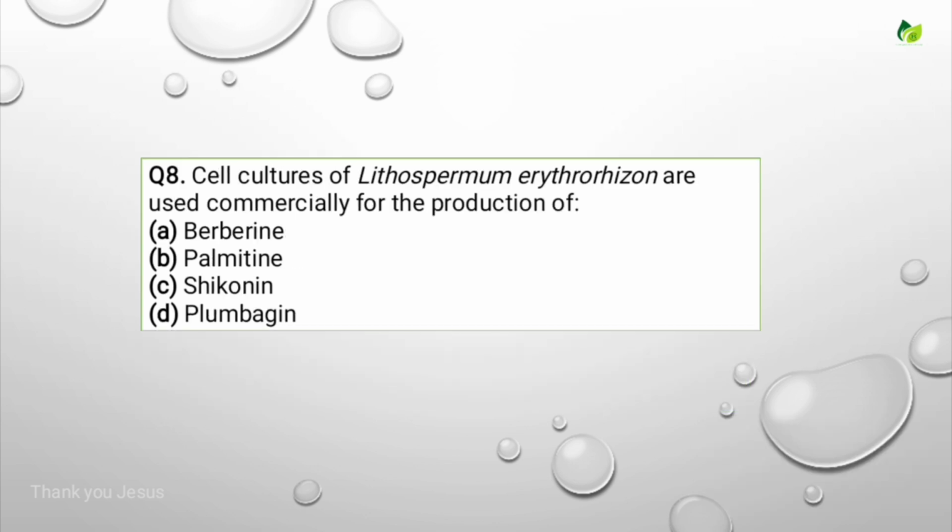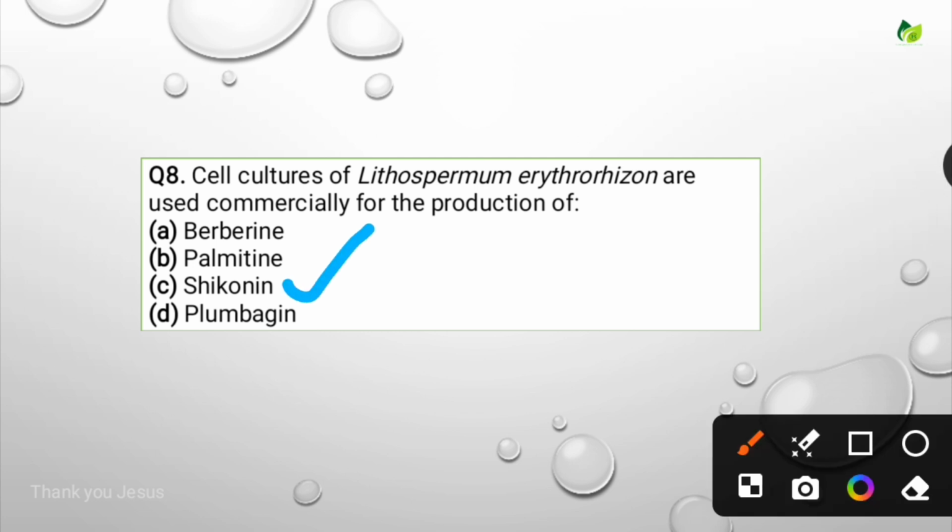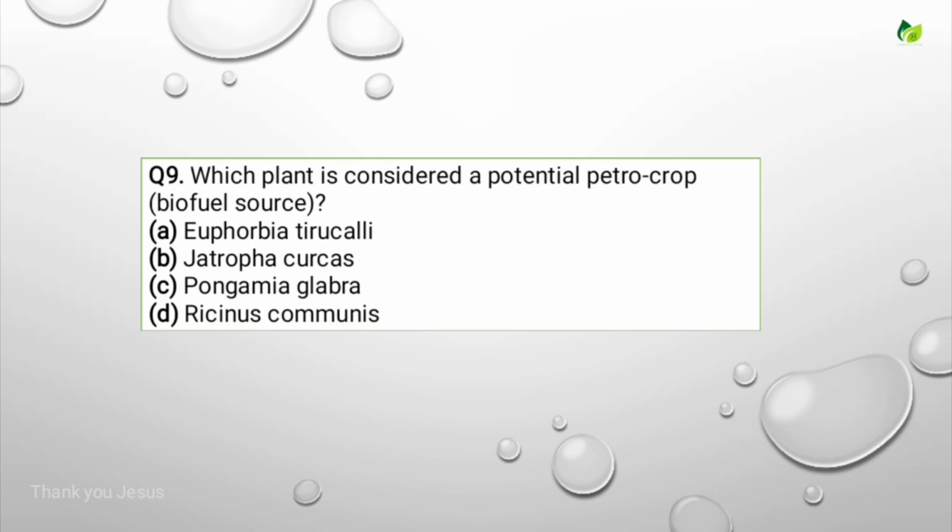Cell cultures of Lithospermum erythrorhizon are used commercially for the production of? Options are berberine, palmitine, shikonin, plumbagin. For this, the correct answer is shikonin. Lithospermum erythrorhizon is a source of shikonin, which is a red pigment used in cosmetics and pharmaceuticals. Let's see the next question.